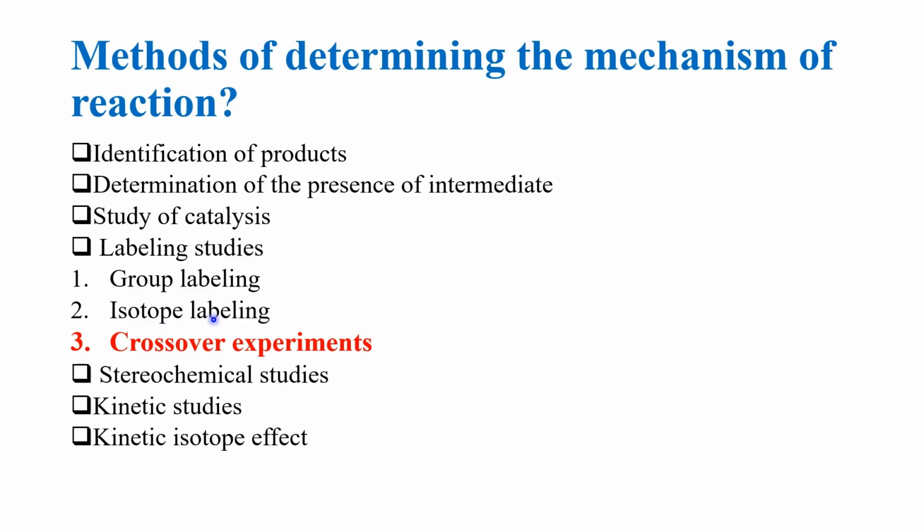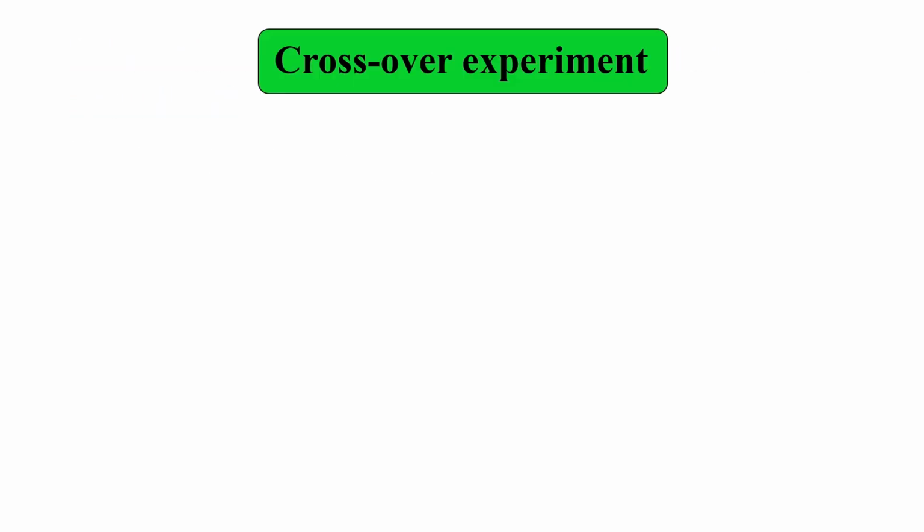Then there is isotope labeling. You can take any atomic isotope present in a particular reactant, which will give a particular product, and that will determine the isotope labeling, which is different from the other experiments. Then crossover experiments, which I will discuss now. Stereochemical studies can also give information about the mechanisms. So we can discuss the crossover experiment.